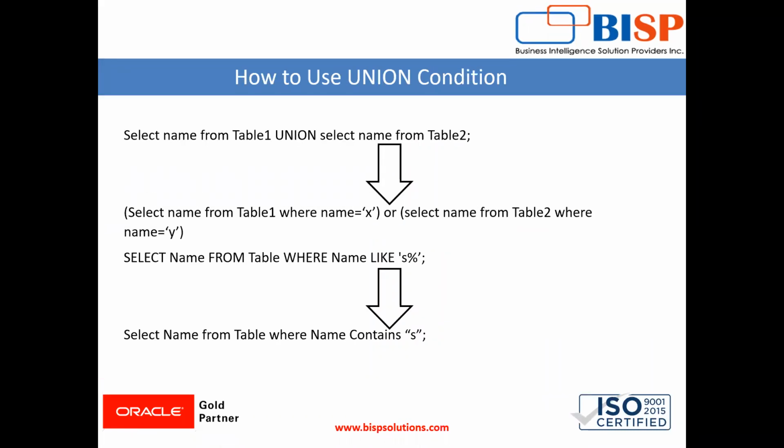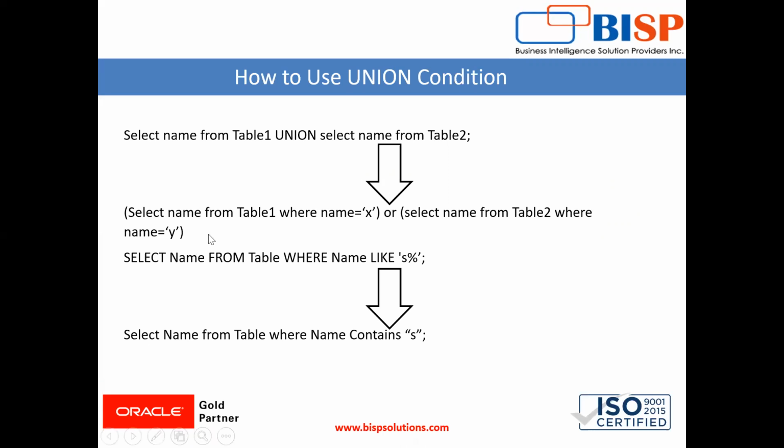See here. Consider this example, select name from table 1 union select name from table 2. This is how we use it in MySQL, right? Now, since in NetSuite all the tables are internally connected, how do we use them? This is an example, select name from table 1 where name equal to X, or select name from table 2 where name equal to Y. I will show you with an example how to use this.